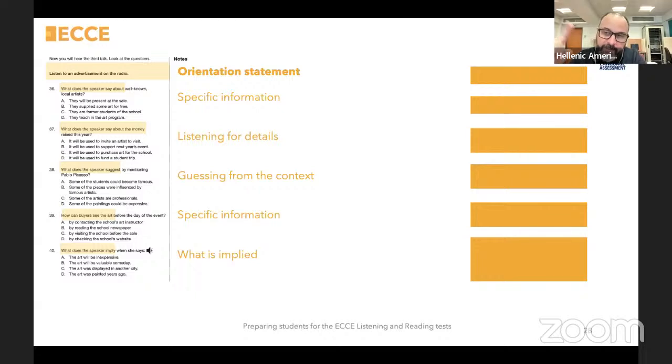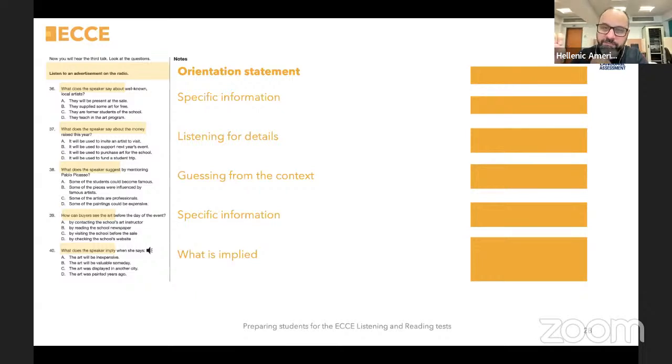Then you can provide some further details about each specific question. So for example, for question 36, we're listening for very specific information. Then we're listening for details for the next question. Then we have to guess from the context what the answer will be in the third question, what will happen next, perhaps something that is implied by the speakers. Again, more specific information. And of course, listening to a part of the recording once again, because we need to hopefully understand what the speaker means.